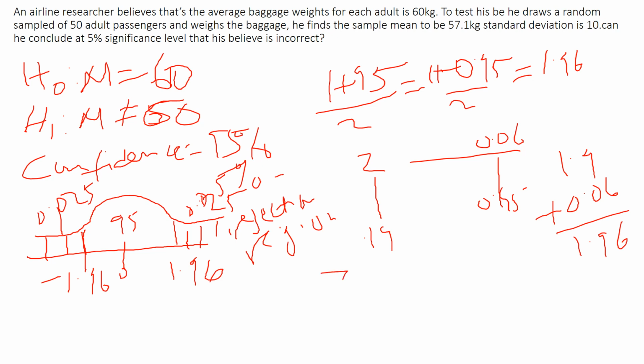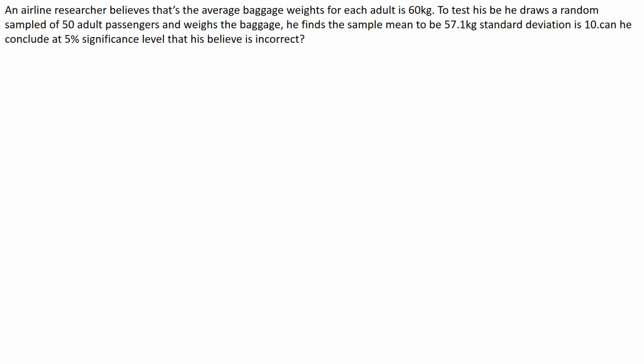So now, to calculate using the z test, we know that z is equal to our sample mean minus our population mean, divided by the standard deviation over the square root of our sample size. So let us continue on the next slide.